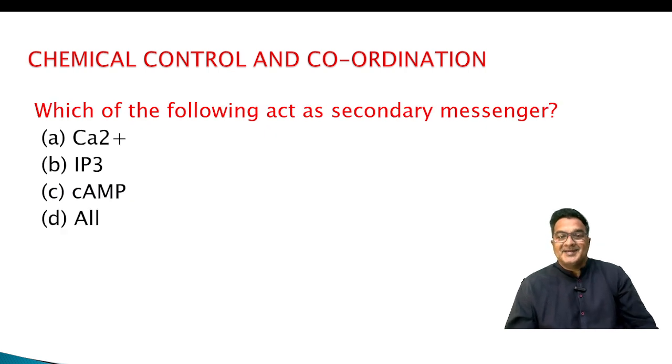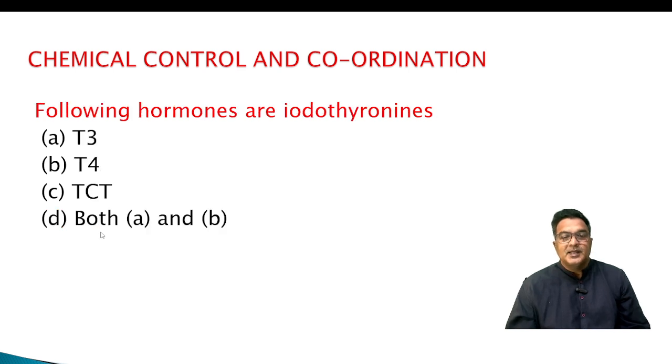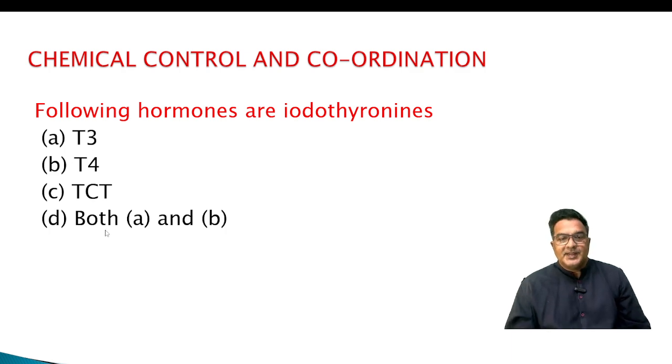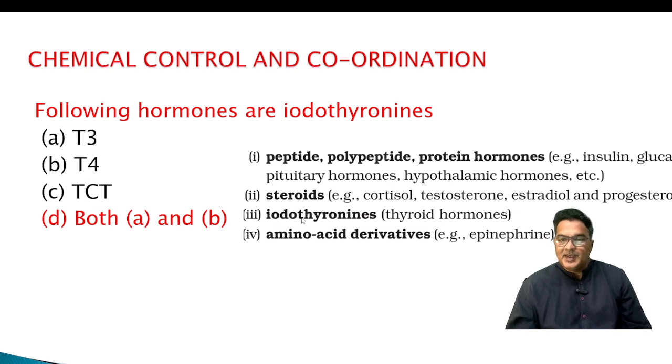Which of the following act as a secondary messenger? Calcium ion, IP3 (inositol triphosphate), cyclic AMP, and all. All are secondary messengers. A very, very regular and important question. Following hormones are iodothyronines: T3, T4, TCT, both A and B. Iodothyronines, yes, the thyroid hormones are both T3 and T4.